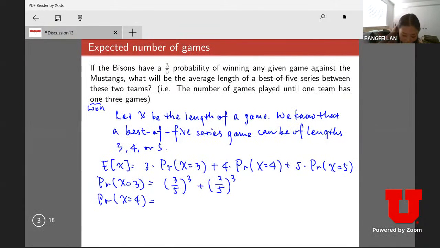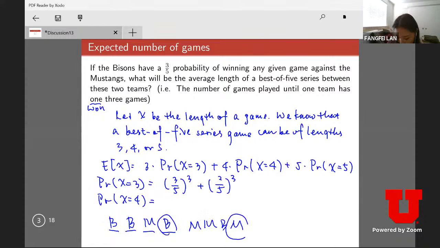So with X is equal to 4, we have something that looks like 1, 2, 3, 4, right? But then it has to either look something like Bison, Bison, Mustang, Bison, or Mustang, Mustang, Bison, Mustang. So that means the last spot doesn't really have a choice. The last one has to be the winner, right? So then you're only choosing from the first 3.